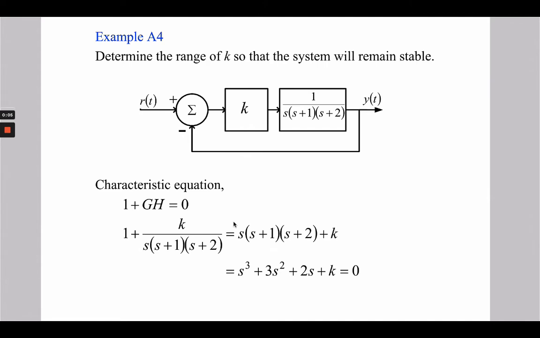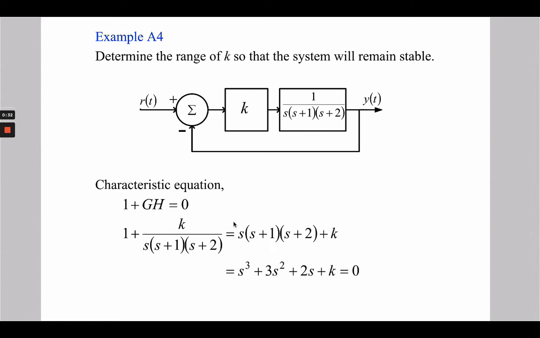In this video I'm going to discuss example A4. For those who haven't watched the videos provided in Google Classroom, please do so or click on the link provided. For this example we have this block diagram. We have a system 1 over s(s+1)(s+2), and we have a gain k, and we have a unity feedback here.